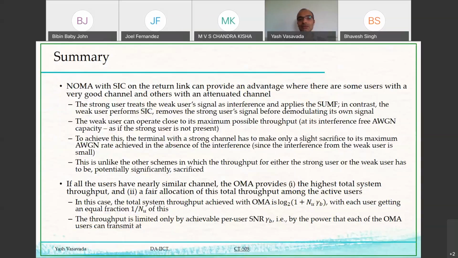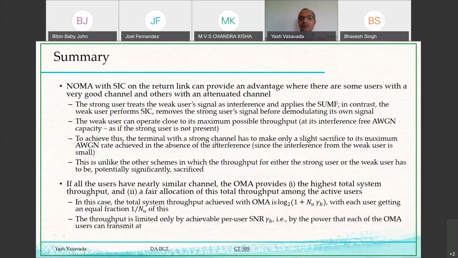On the other hand, the weak user will first decode the stronger user from the net composite signal, and then it will use SIC to remove the interference from the strong user, and then it will decode its own signal. And so by doing that, the weak user can operate close to its maximum throughput because it will not see any interference.